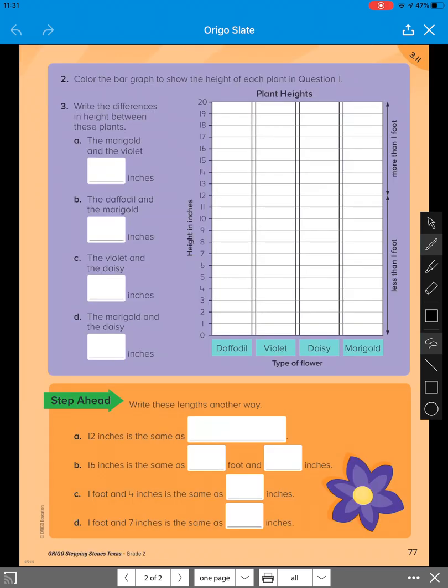So let's go ahead and move on to page 2. Page 2 says color the bar graph to show the height of each plant in question 1. It says write the differences in height between these plants. The marigold and violet.